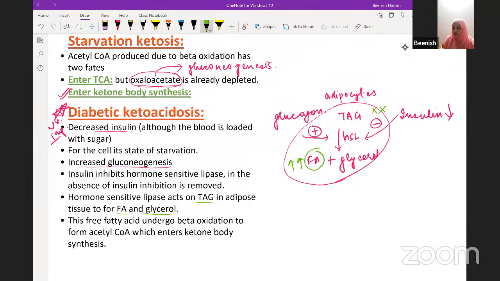Now there is increased free fatty acid which will undergo beta oxidation to form acetyl-CoA, which enters ketone body synthesis, leading to acidosis. So this is what is diabetic ketoacidosis. Because of diabetes, because of decreased insulin, what is happening, how the body is going towards acidosis.